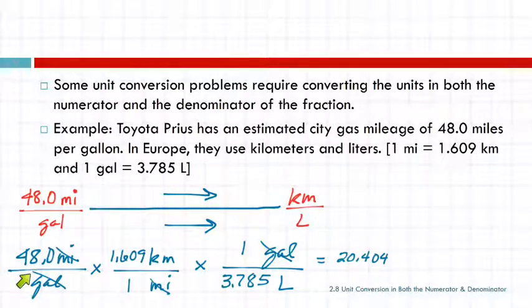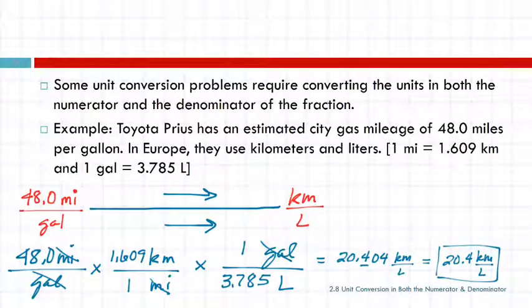This number has 3 sig figs. That one has 4. This one has 4. So this one should have 3. So 20.404 kilometers per liter, which I will round to 20.4 kilometers per liter of gas. Any questions?